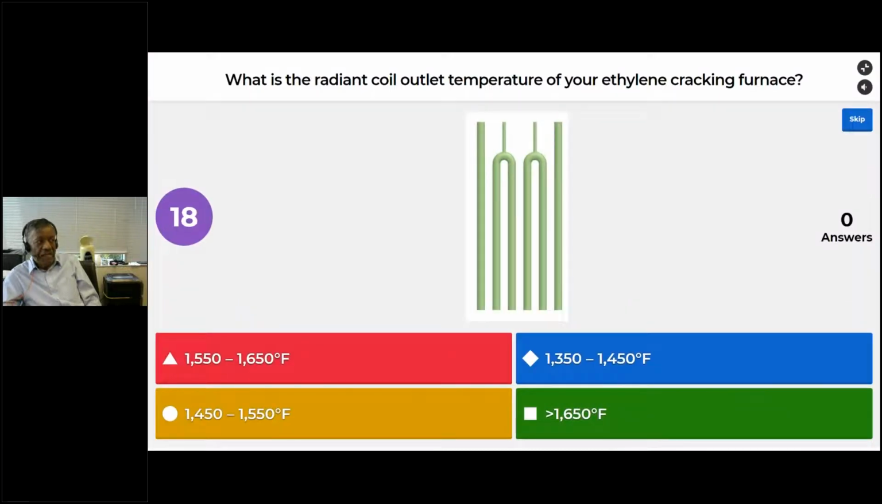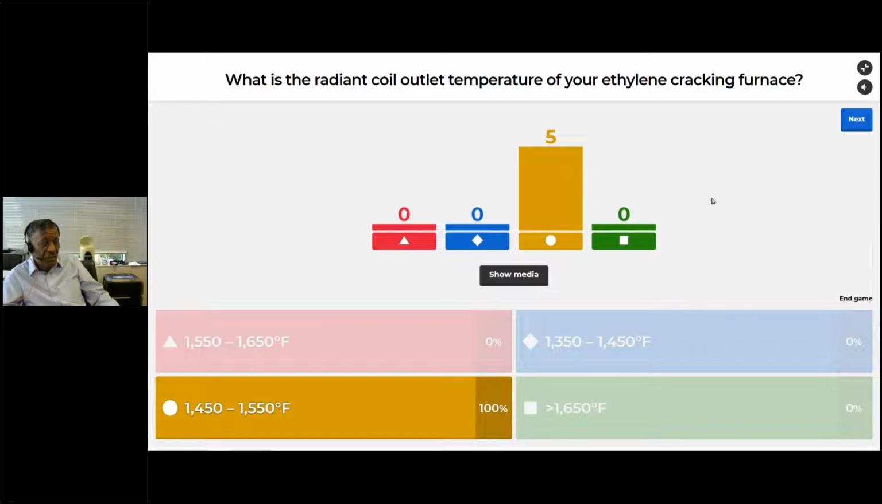So you want to find out what is the outlet temperature you maintain in your cracking furnace. If you have an old cracking furnace, the temperature is going to be lower. If you have a new cracking furnace, the temperature is going to be much higher. I think that's where most of the cracking furnaces operate, around 1450 to 1550.